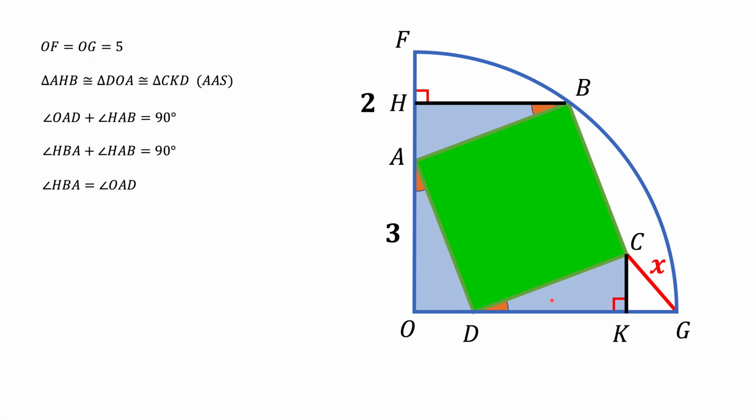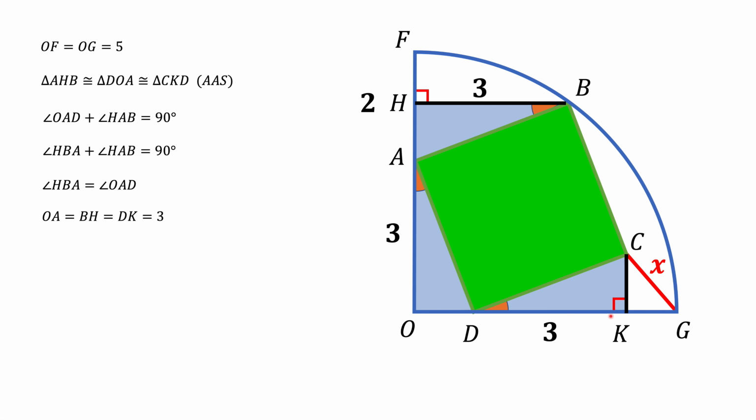And since these three triangles are congruent, corresponding sides should be congruent. Side AO, which is 3, should be the same as side BH, and side DK. They're all 3.